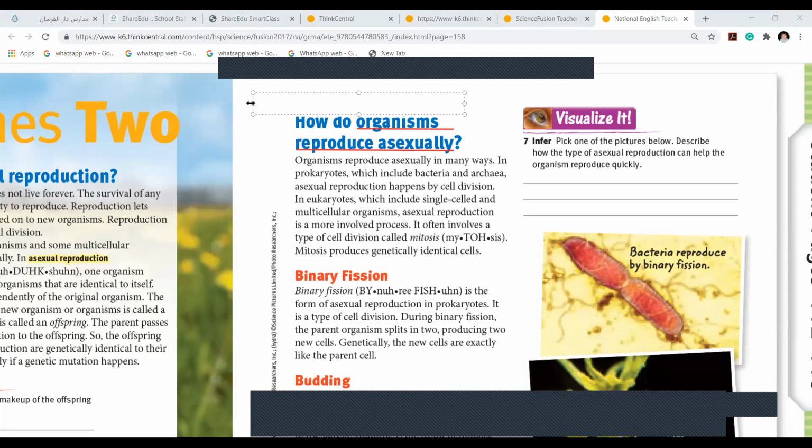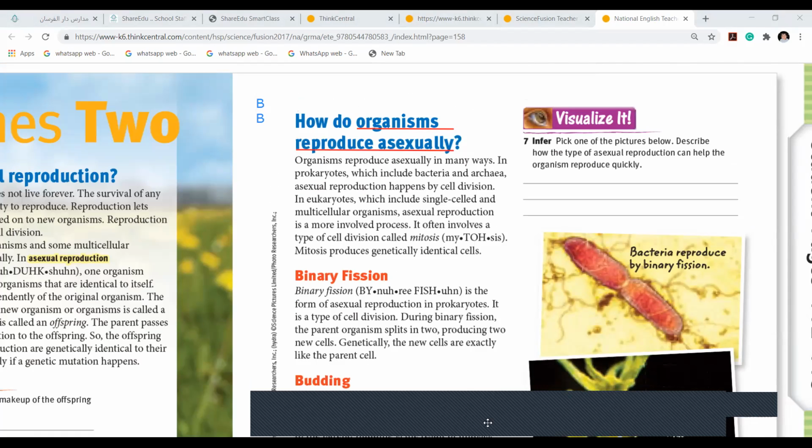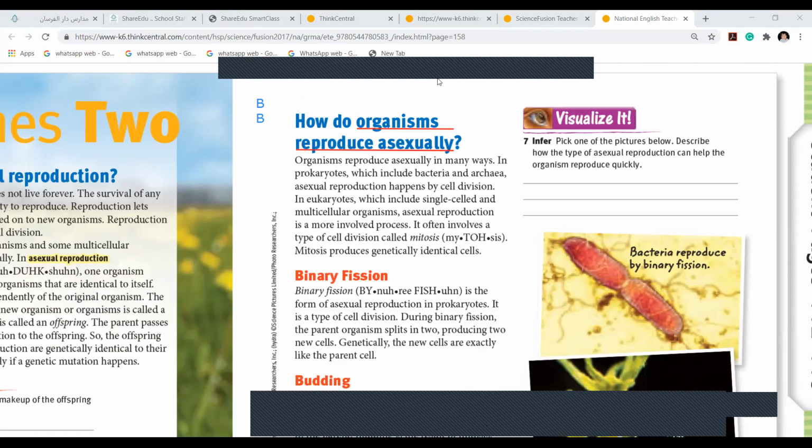B, B, and S, yes. B, B, S, that is budding. Binary fission. Don't say fusion. Fission. Binary fission, budding and spores. You understand this?